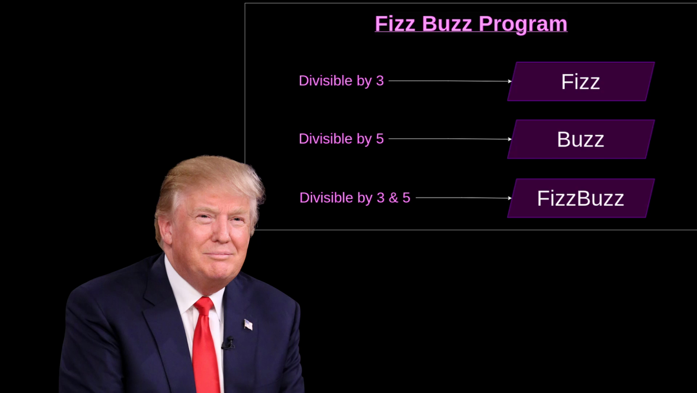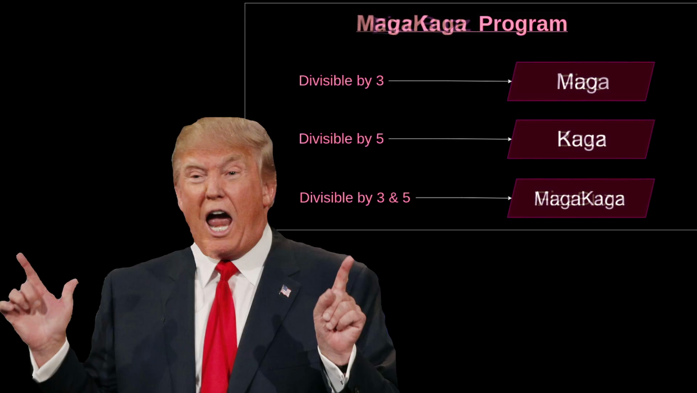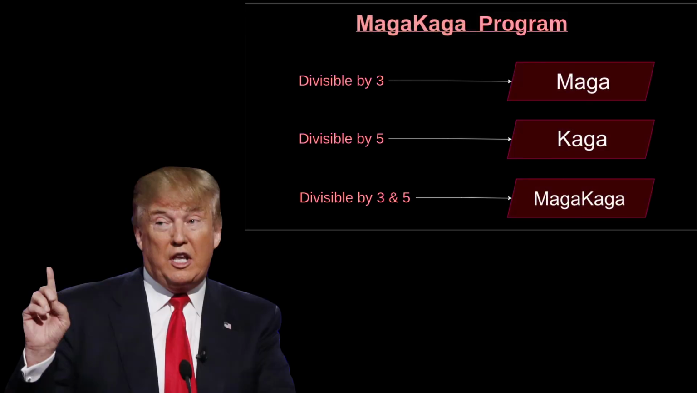Today we're going to do something tremendous, something absolutely incredible. We're going to tackle a problem that's got more people confused than Sleepy Joe at a press conference. It's called FizzBuzz, but we're renaming it because honestly, that is stupid. So instead, we're going to call it MAGA Kaga, because you guessed it, we're going to make America great again and keep America great again, even in coding.